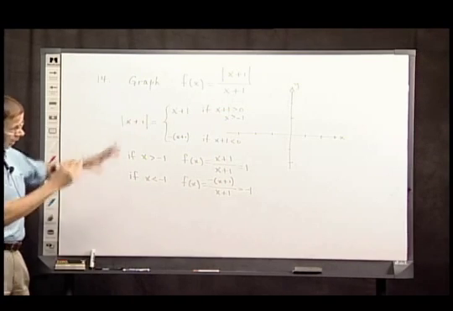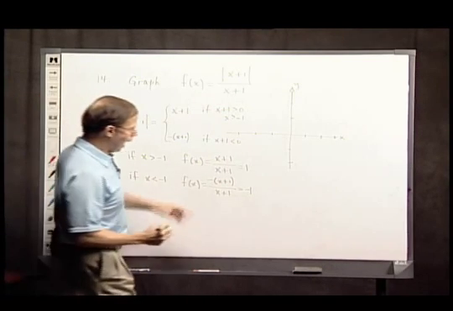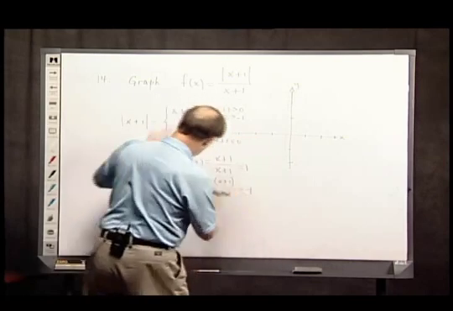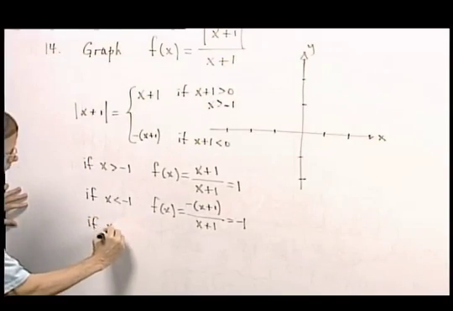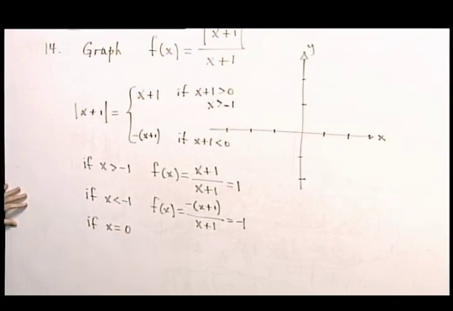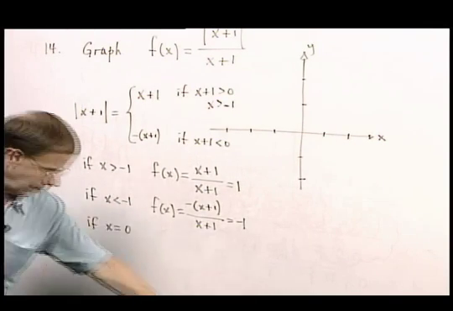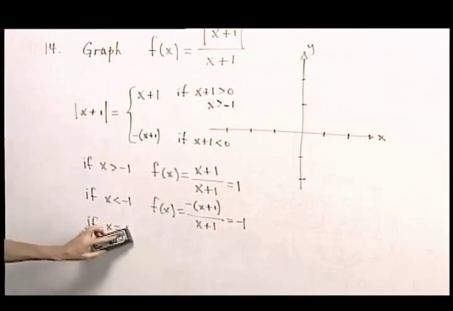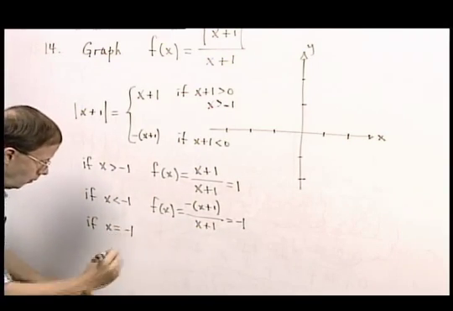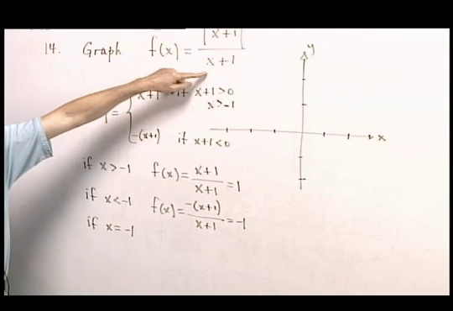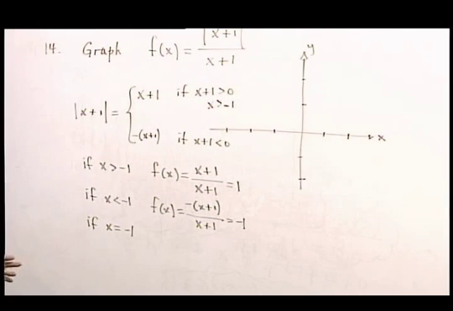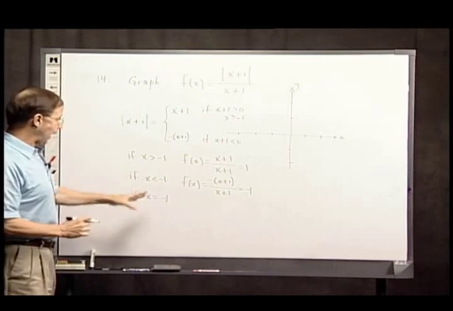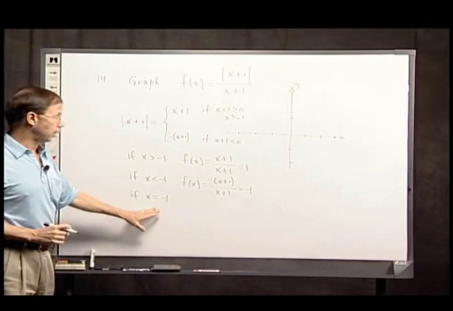So let's see if I can squeeze that on my graph. How about negative 1? Well, if x is negative 1, I'm in trouble because the denominator is 0. So the function is not defined. There will be no point that has an x-coordinate of negative 1.